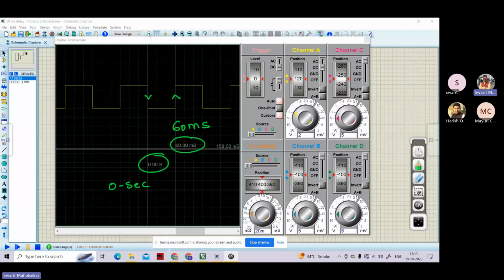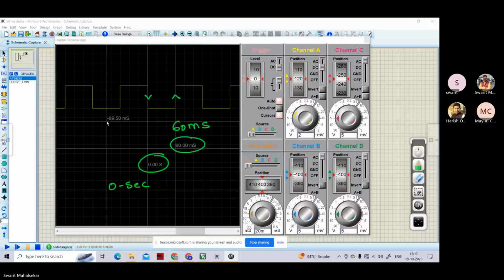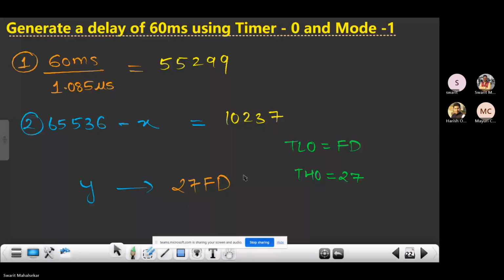So are you able to understand how exactly we are creating a delay of 60 milliseconds with the help of timers which are available in the 8051 microcontroller? Okay. So now let me stop it and let me erase this. Let me just save it.